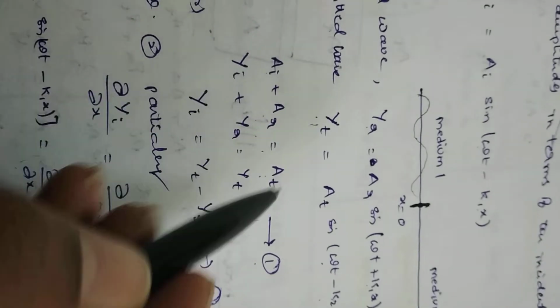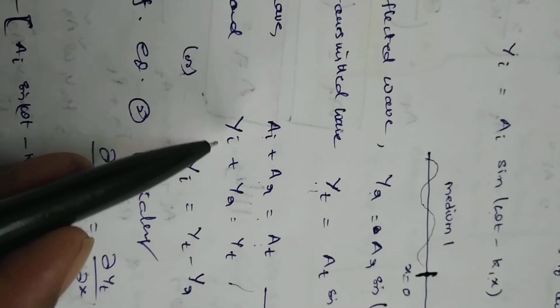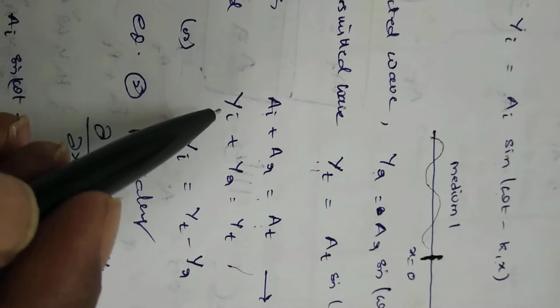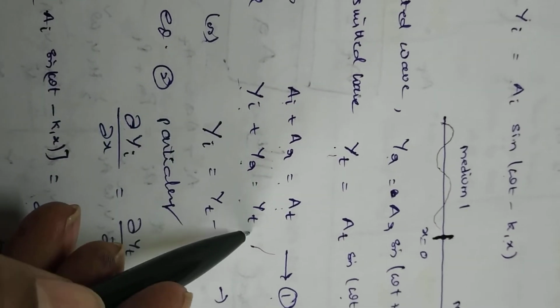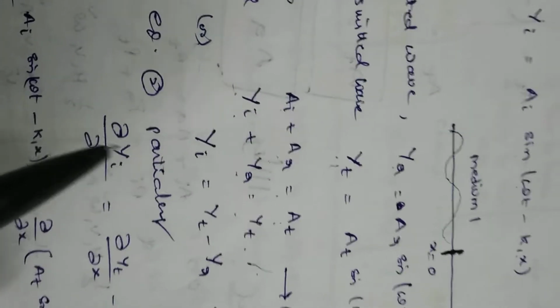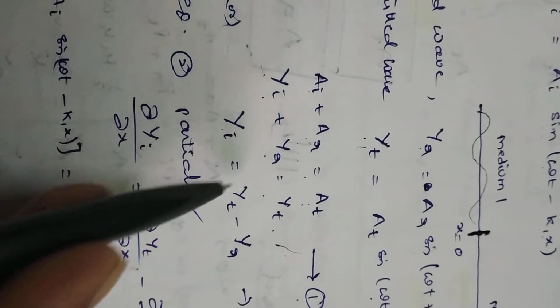It is equation 1. Next, the displacement of the incident and reflected waves is equivalent to the displacement of the transmitted wave also. From this, yi = yt − yr.